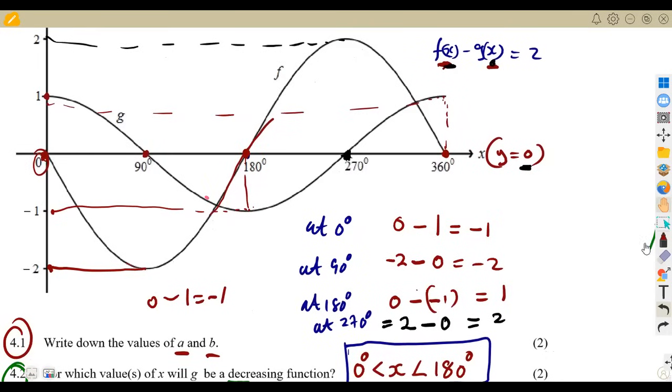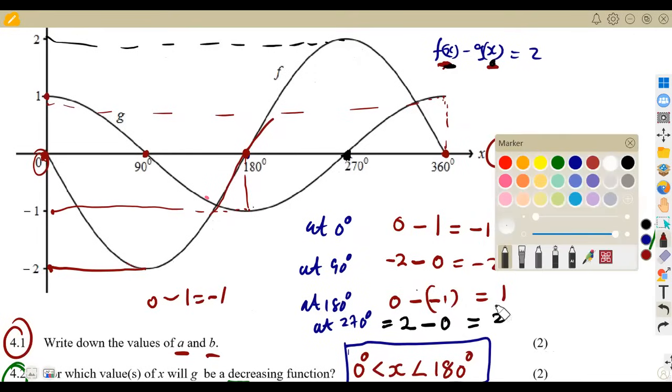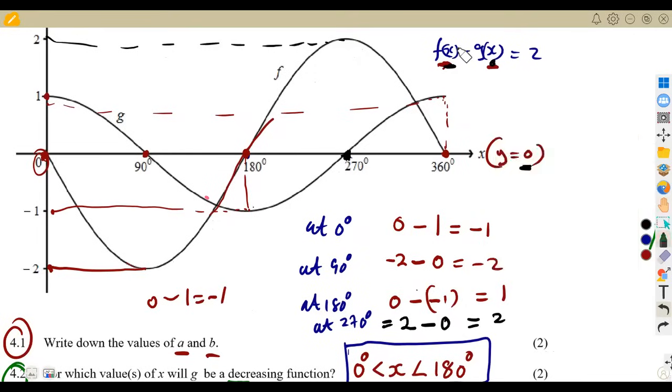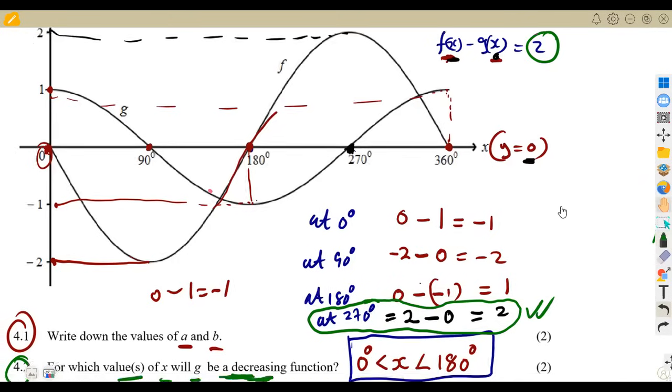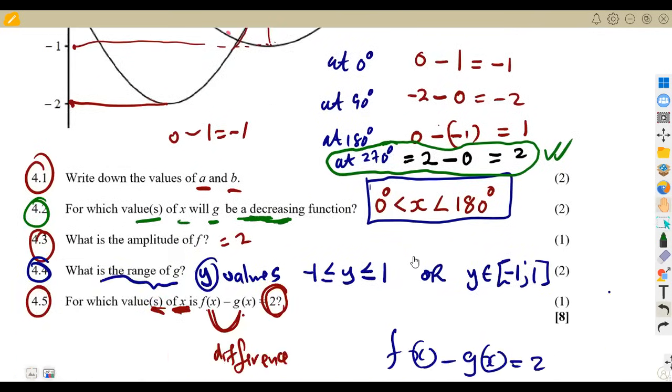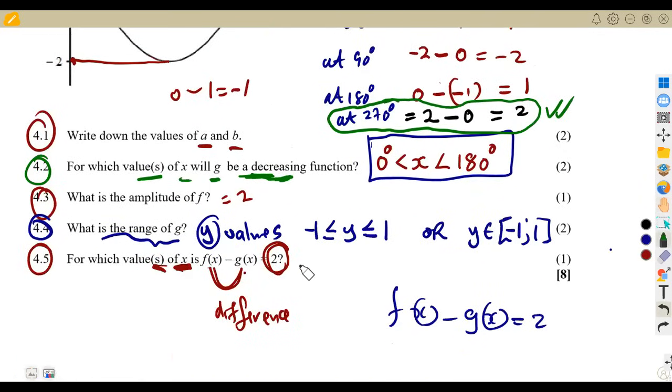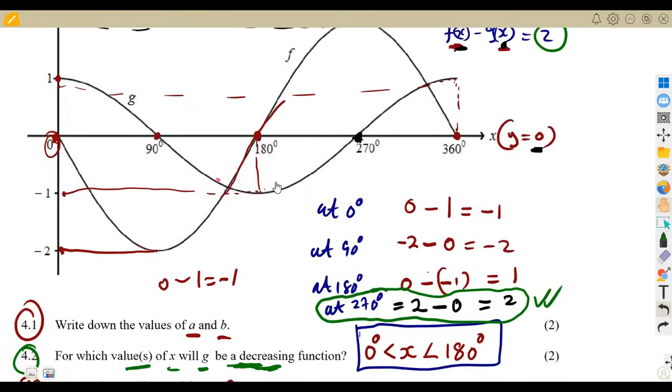So you're going to see that on all these special points, which is 0, 90, 180, 270, up to 360, the only place where we have a difference of 2 from the graph of f of x to the graph of g of x is at 270 degrees. That is the only place where you can subtract the value on g from the value on f and get a difference of what? A difference of 2. So that is our x value at 270 degrees. The question here needs the values of x, so meaning to say x is going to be at what? At 270 degrees.